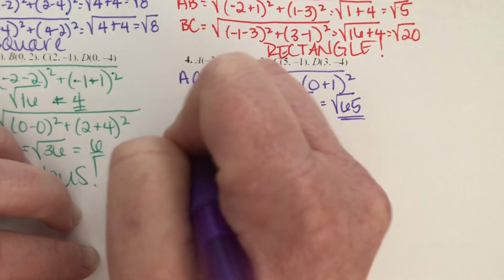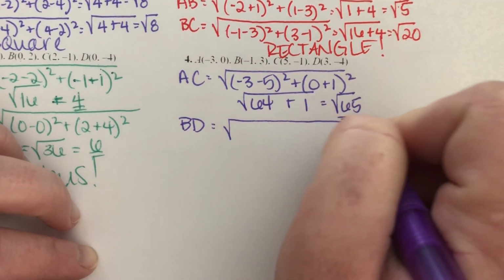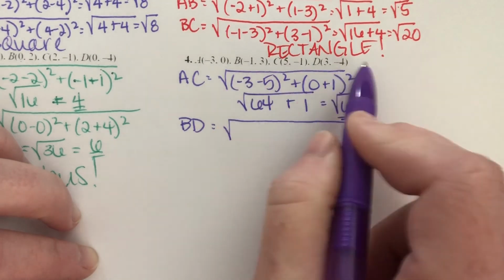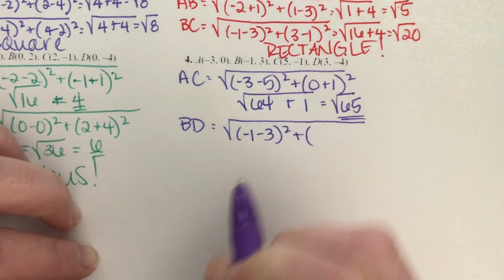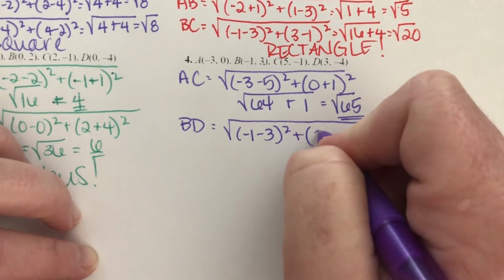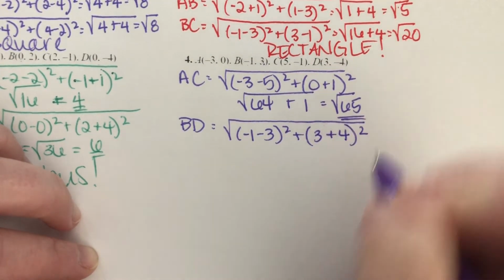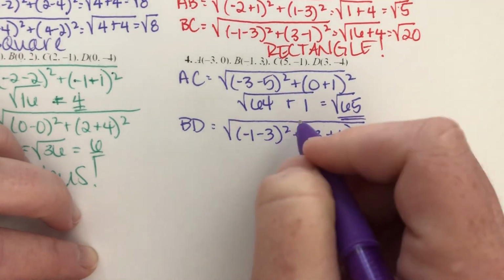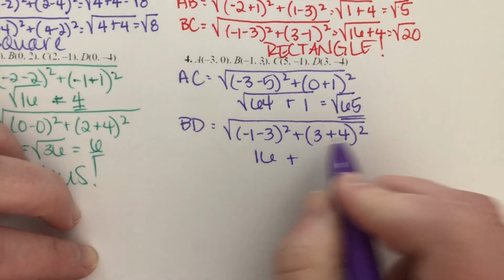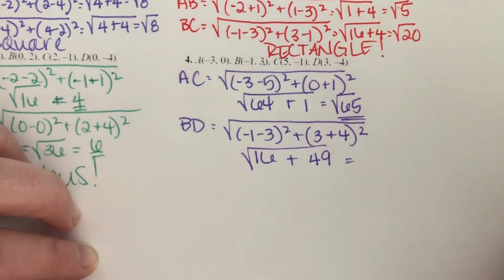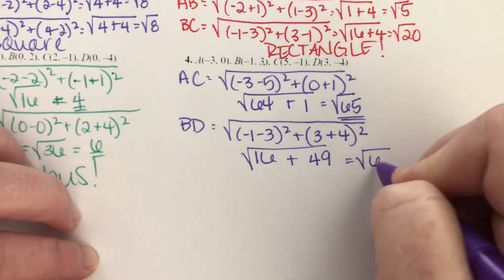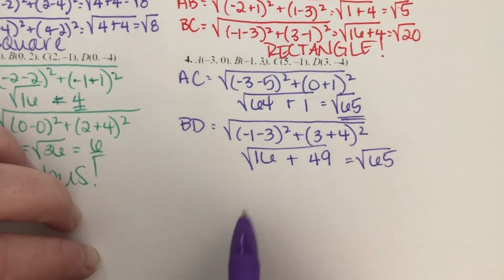Then I'm going to compare it to the other diagonal. Square root of, this is BD, (negative 1 minus 3) squared plus (y minus y), 3 minus negative 4. Negative 1 minus 3 is negative 4. Negative 4 squared is 16. 3 plus 4 is 7. 7 squared is 49. 16 and 49 is what? 16 and 50 would be 66, so it's 1 less than that since it's 65. Okay, so they're the same. The diagonals are the same.